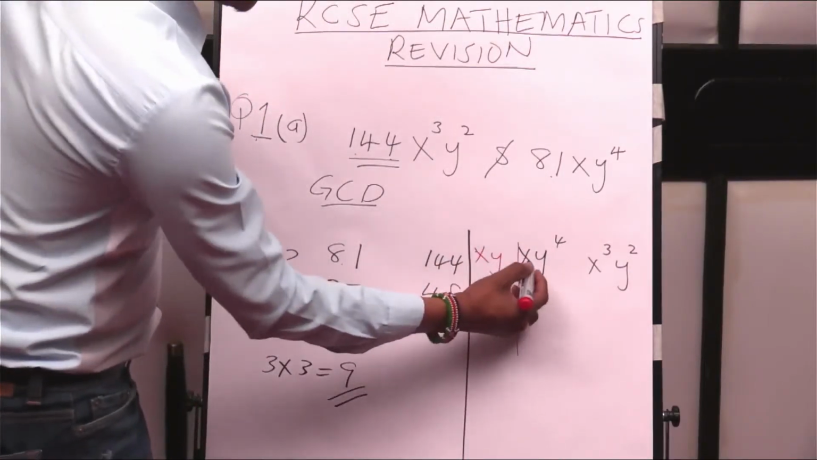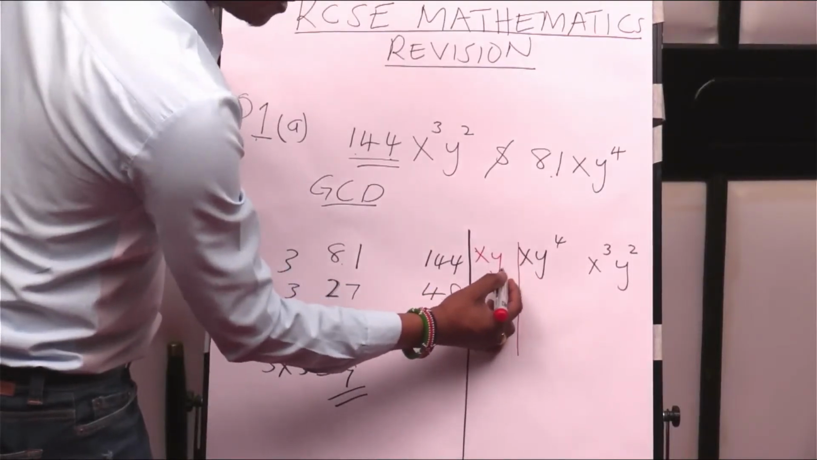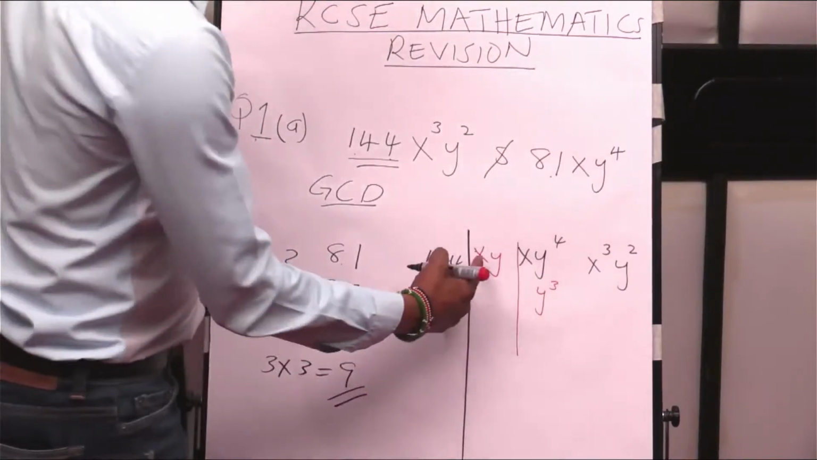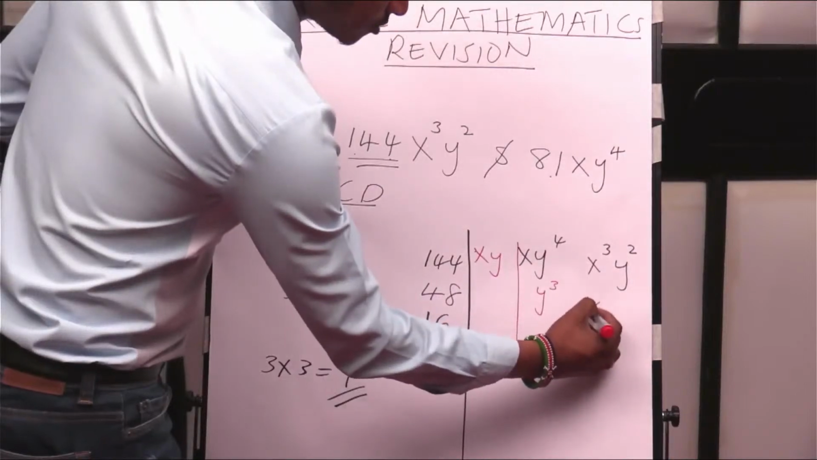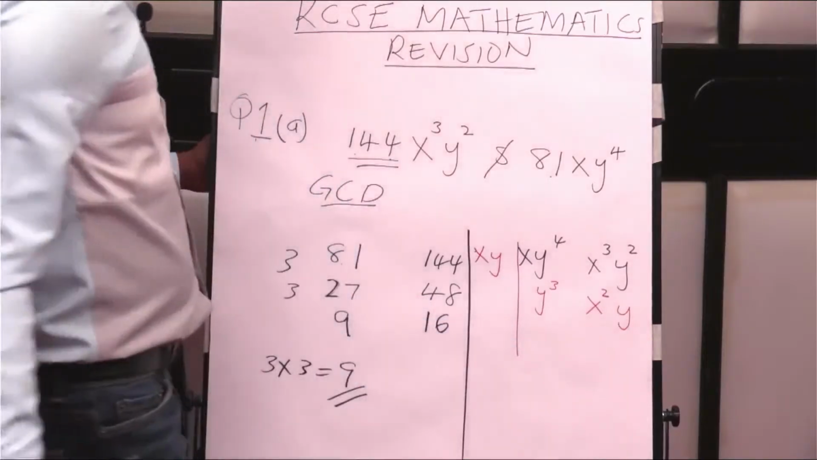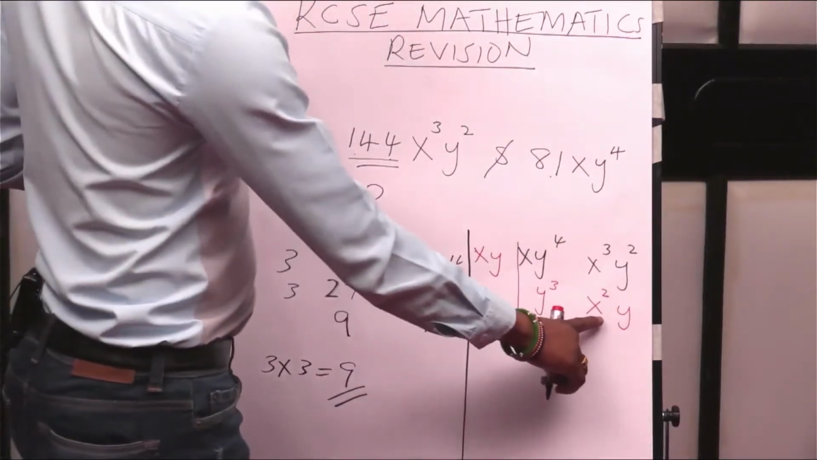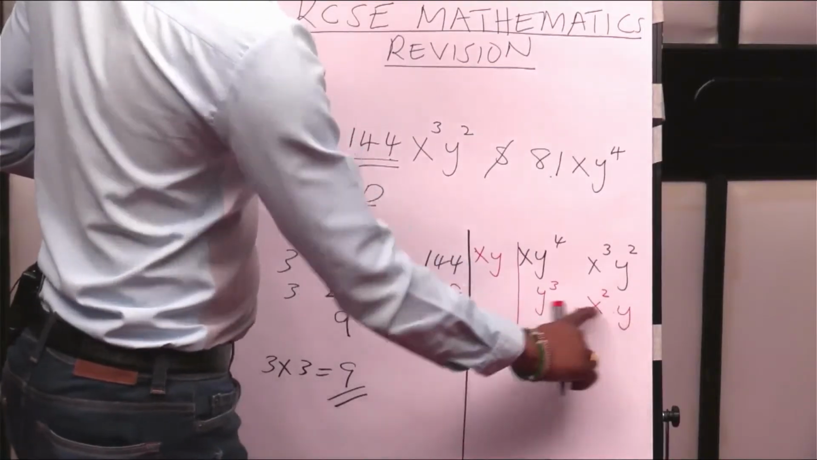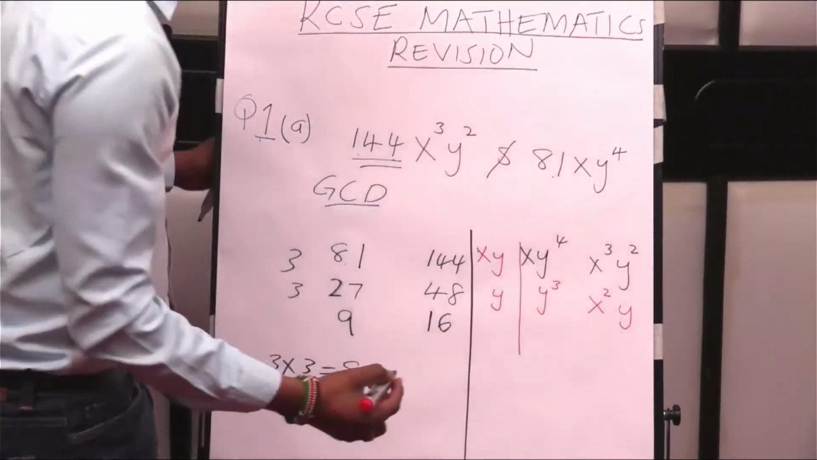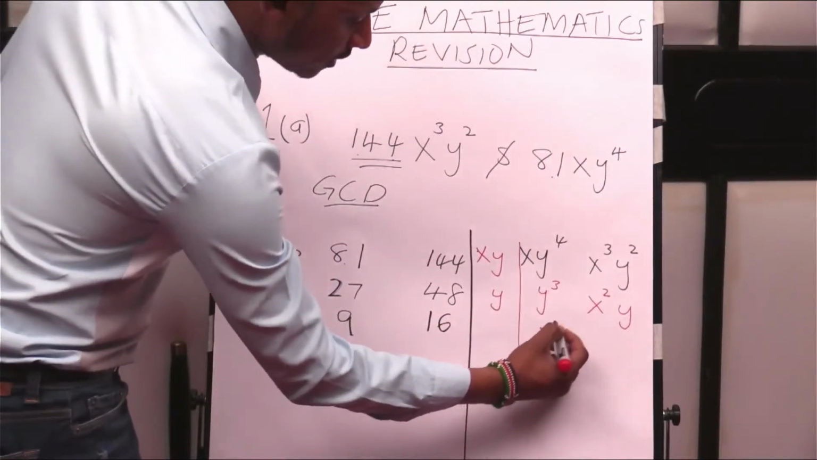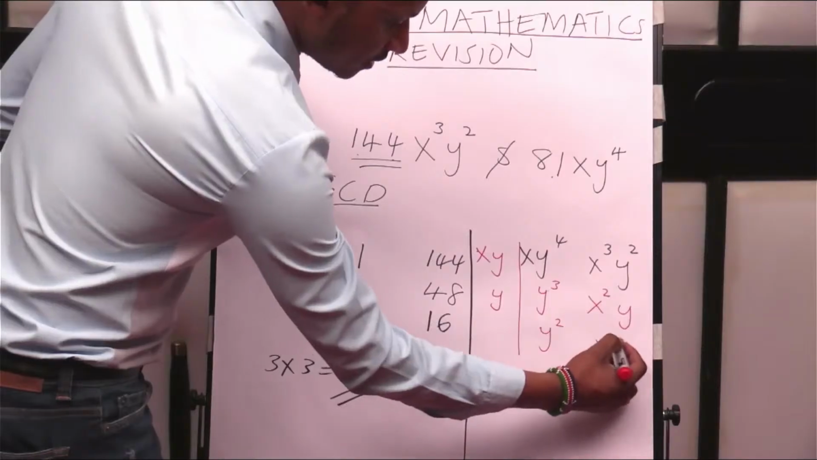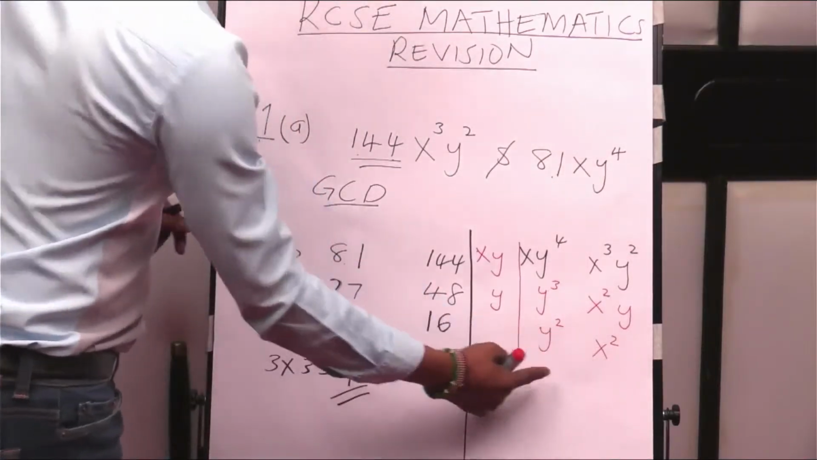So x goes into x once, y goes into y raised to power 4, y cubed times. Then x goes into x cubed, x squared times. Then y goes into y squared, y times. But when we look at y cubed, on this side we have x squared y, we find that there's a common letter, which is y, in both. So y goes into y cubed, y squared times. y goes into x squared y, x squared times. So from here, there is no other common letter to both.